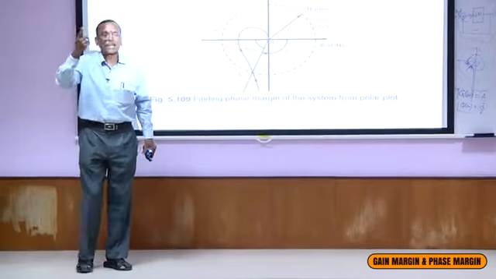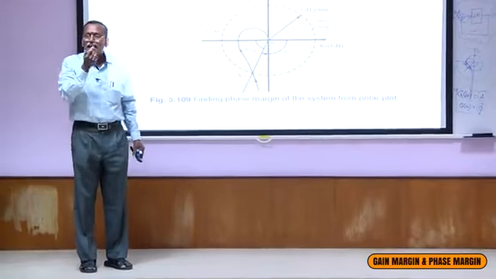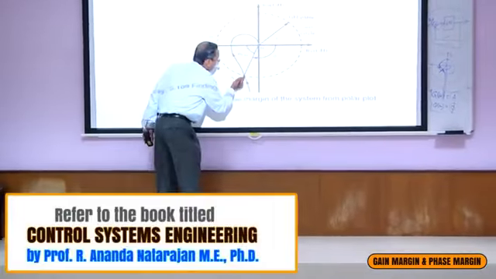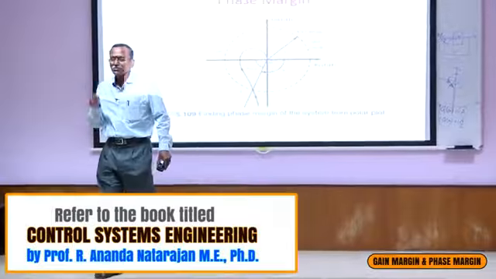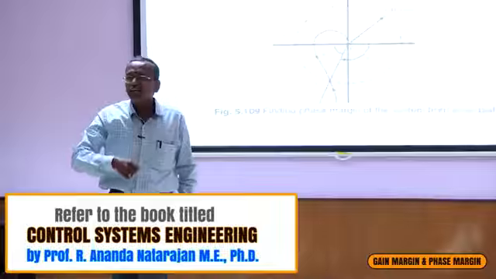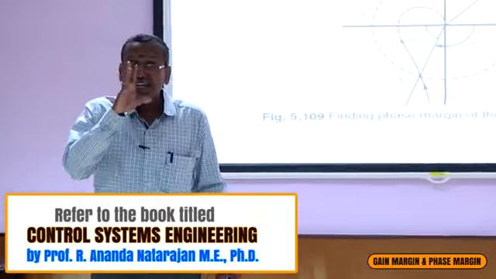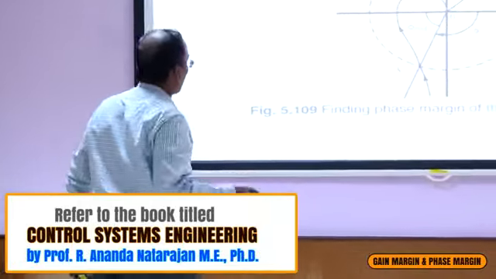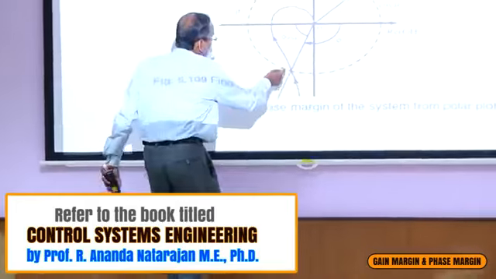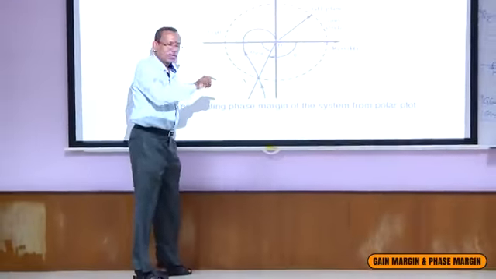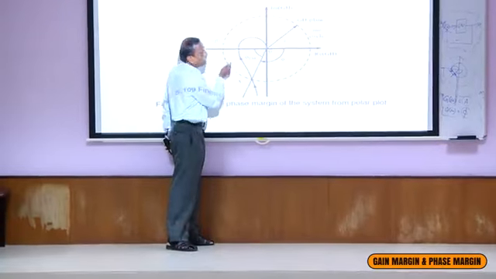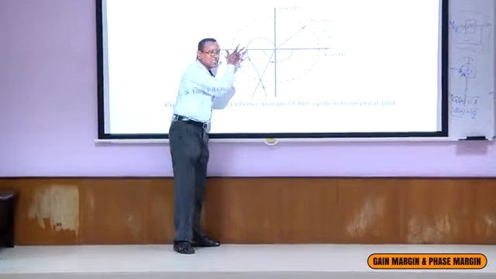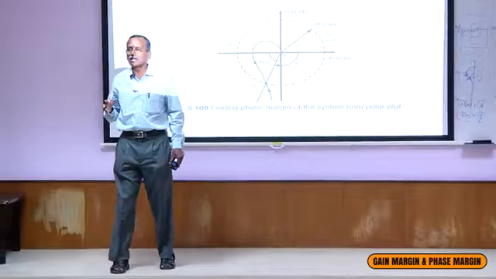If I increase the angle, what will happen? This point will move on this unit circle. If I decrease phase, what will happen? This point will move down. Now the angle is 150, so if I increase the phase shift, this point will move upward. Then the shape is modified.